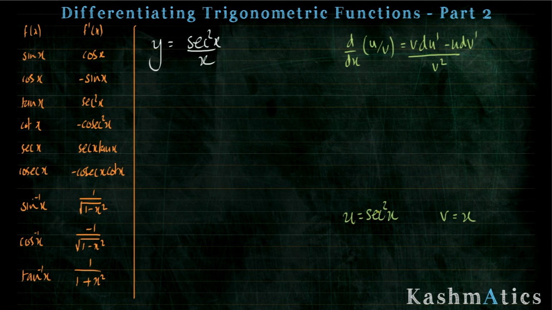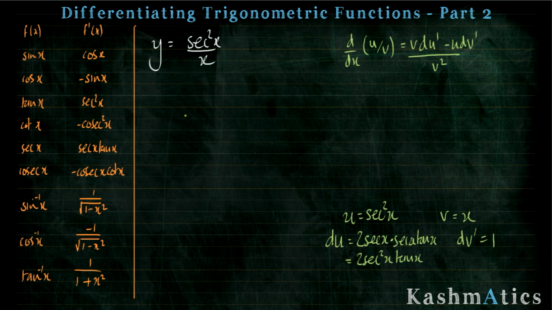If u is sec squared x, now remember this is a function of a function, because I haven't got sec squared on this side here, so I need to look at the derivative of something squared. So du would be 2 sec x multiplied by the derivative of sec x, which is sec x tan x, so overall that would be 2 sec squared x tan x, and dv, that's a nice easy one, that would just be 1.